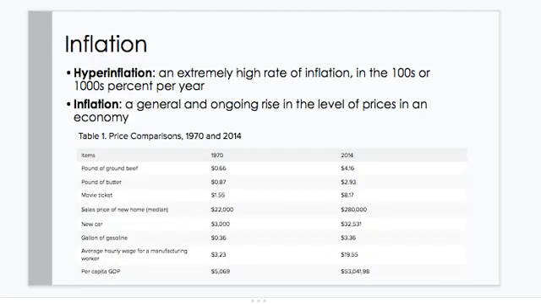Inflation. Hyperinflation, an extremely high rate of inflation in the hundreds or thousands of percents per year. Inflation, a general and ongoing rise in the level of prices in an economy. And here you can see the price changes from the 1970s to 2014 for certain goods.